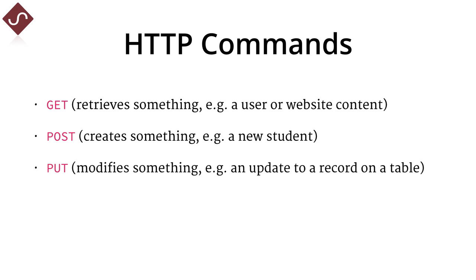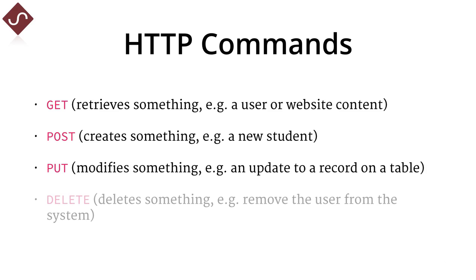But we can also use put, which is used to modify something. For example, to update a record on a table. You could change the user name, for example. And we've also got delete, which evidently deletes something from the database. So instead of get a specific user, you could send a delete a specific user request, and that would ask the API to interact with the database in a way that would delete the user.